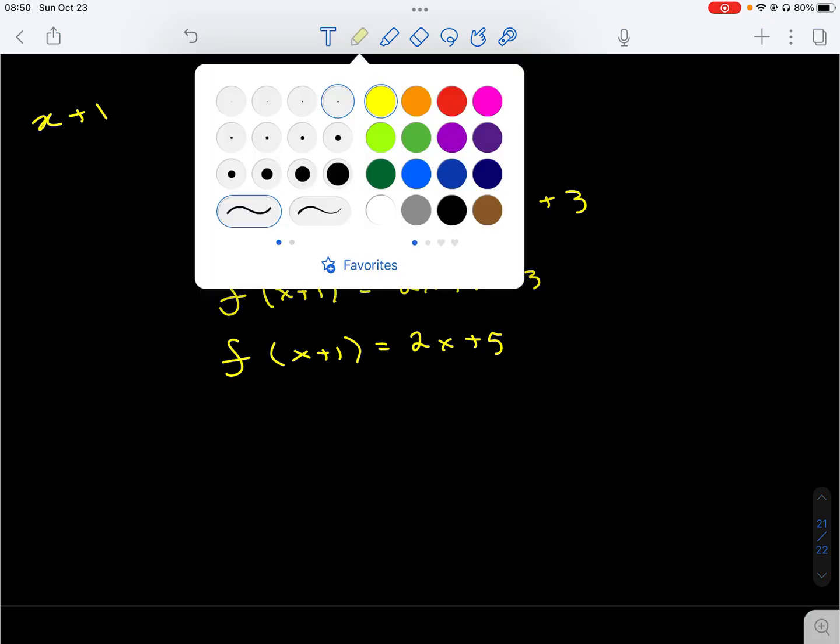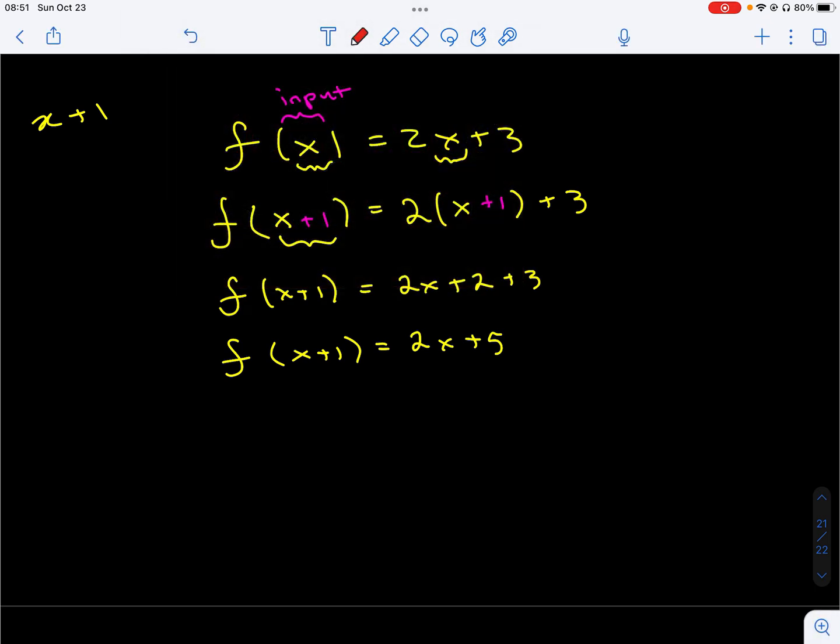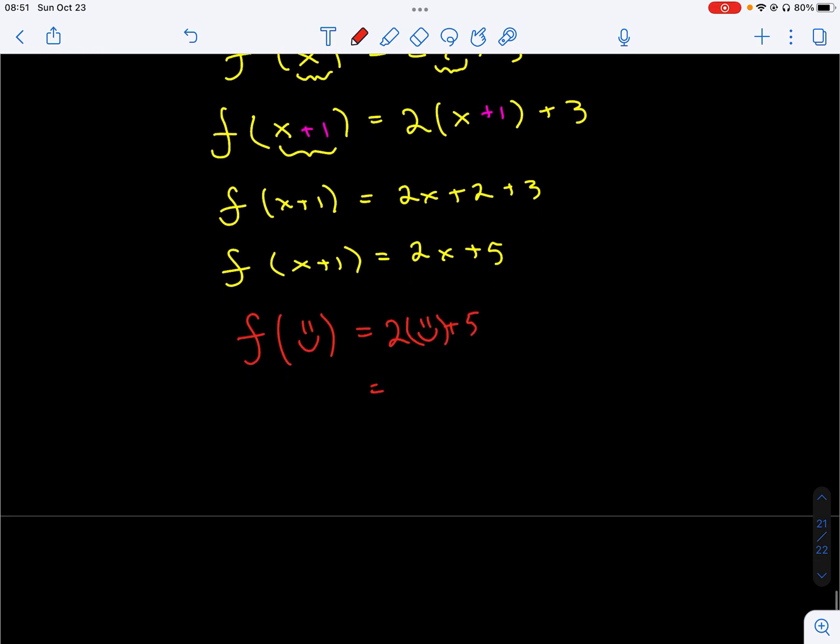On the other notes, you could plug in whatever you want. If you want to change what the input variable looks like as well, you could do f of smiley face is equal to 2 times smiley face plus 5, because you just plug that in, which should equal 2 times your smiley face plus 5. Maybe I put a circle around it so it's easier to read. But 2 times your smiley face plus 5.